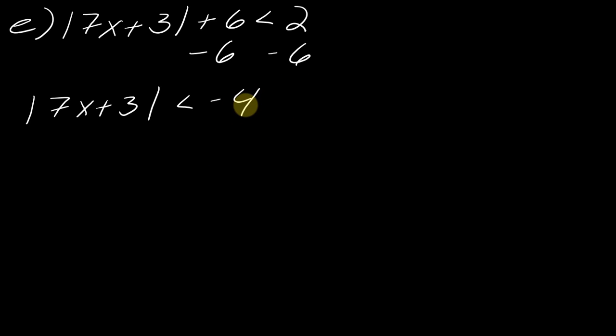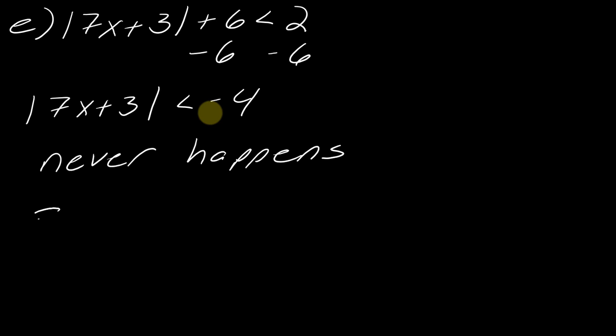And this is something I talked about at length in the review video, but this is a special case. And now we have to think about, what do we know about absolute value? Absolute value is always 0 or greater. So the question is, when will absolute value be less than -4? This never happens, right? So since this never happens, what does that mean? What is our solution? Our solution is the empty set. There is no solution here.